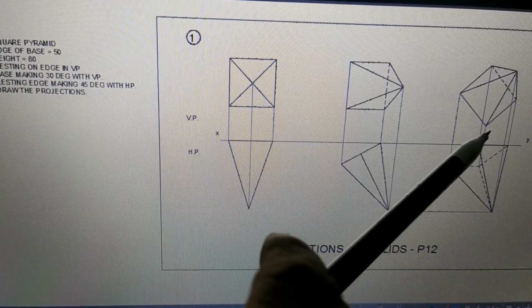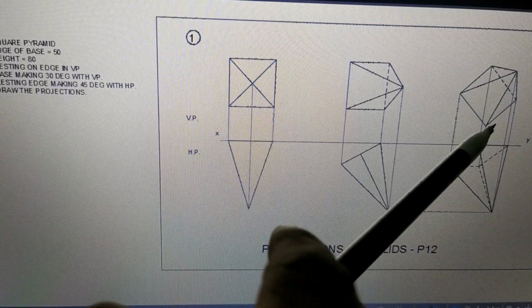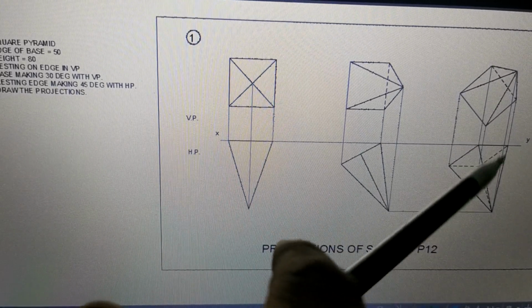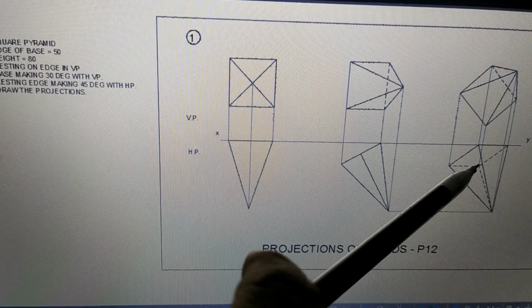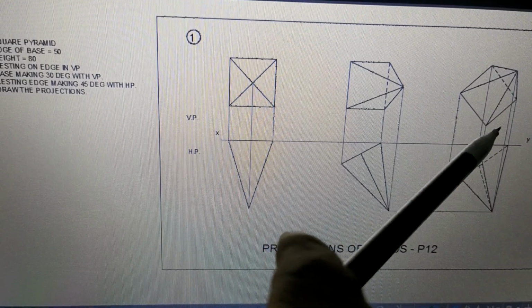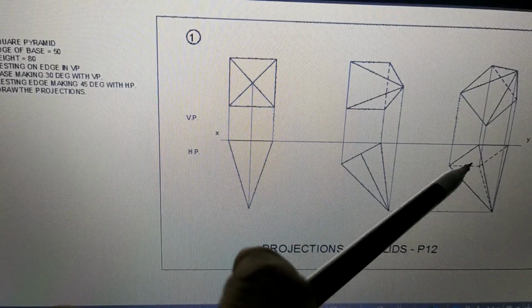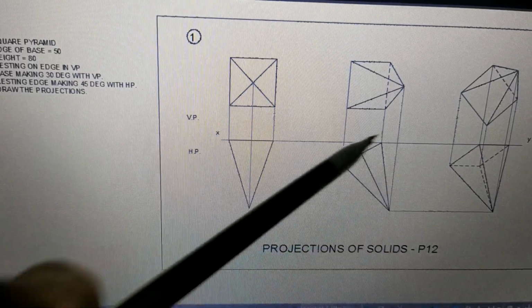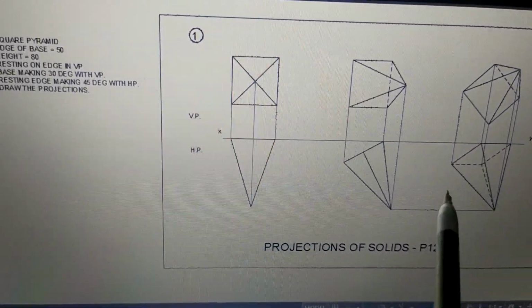So the line O to C, if you see from top, is hidden because it has gone behind the solid. Therefore O to C will be dotted. Now therefore C to B and C to D also will be dotted because they are behind. Therefore C to B, C to D dotted. So that is the reason the figure has come like this.